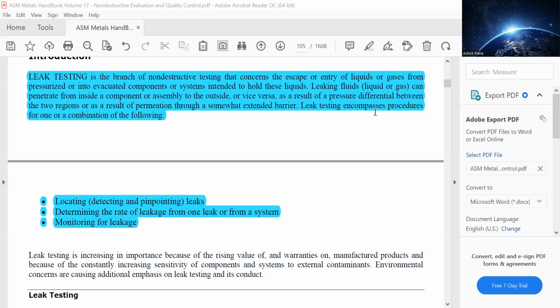Leak testing encompasses procedures for one or a combination of the following: locating, detecting, and pinpointing the leaks, determining the rate of leakage from one leak or from a system, monitoring for leak.